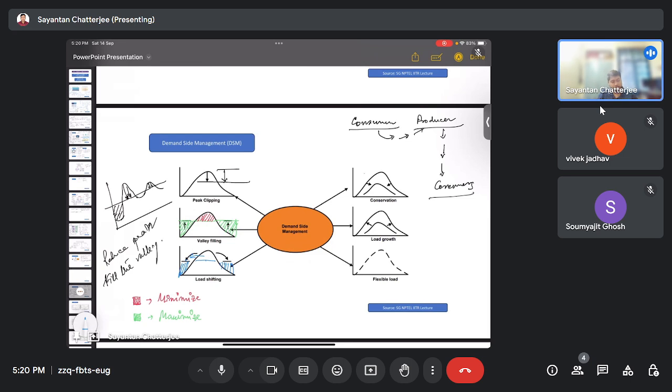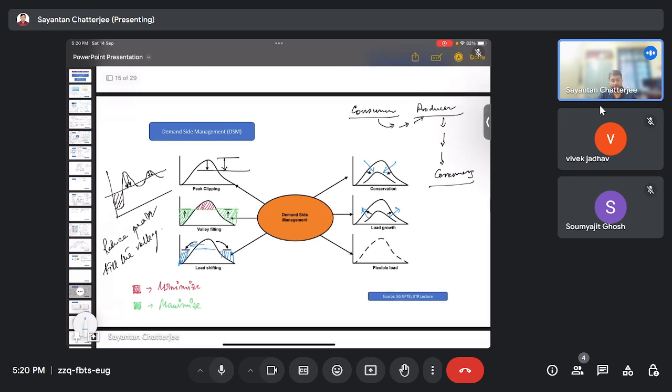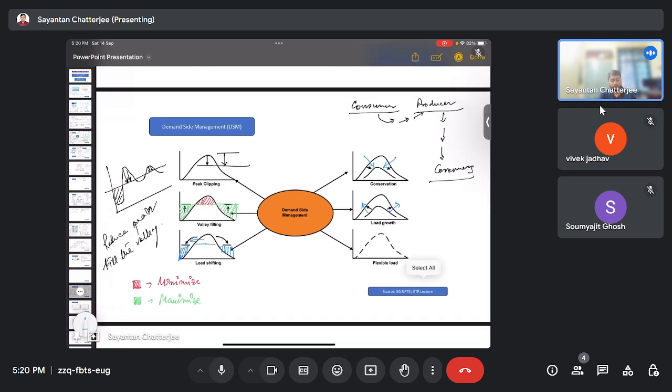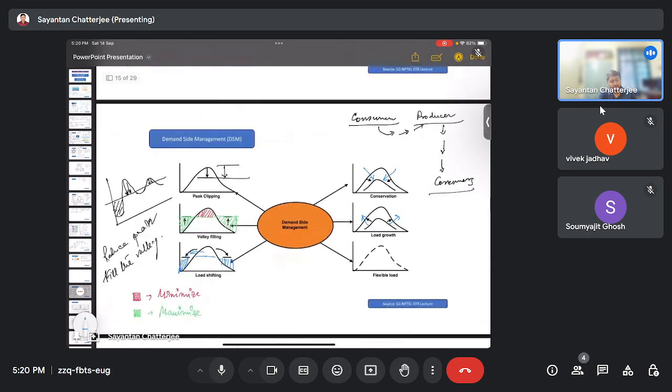Another is conservation, and on the other side we can increase the load growth. On the other side, flexible load can be reduced, increased, everything. So the necessity of demand side management is that fossil fuels are getting reduced day by day, so we need to preserve them for our basic needs.